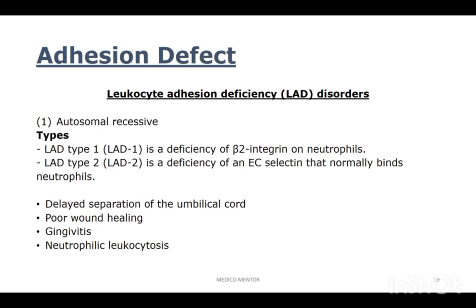We have two types of leukocyte adhesion deficiency disorder, which are autosomal recessive disorders. Type 1 is due to deficiency of the beta 2 integrins, and type 2 is deficiency of endothelial cell selectins. Due to leukocyte adhesion deficiency disorder, we can have delayed separation of the umbilical cord, because the separation of the umbilical cord requires the activation of the neutrophilic enzyme. The patient can have poor wound healing, gingivitis, and can have neutrophilic leukocytosis.